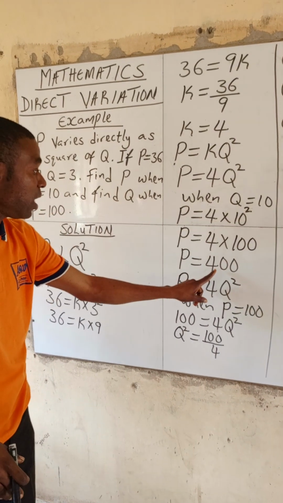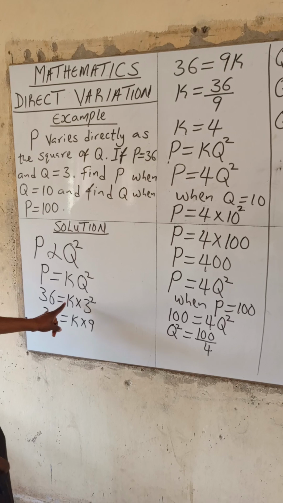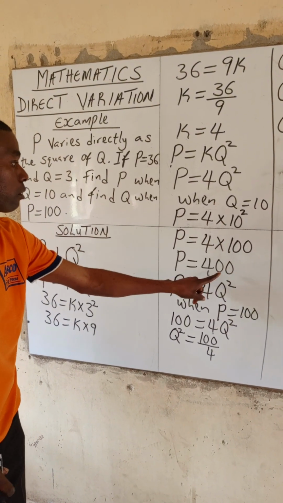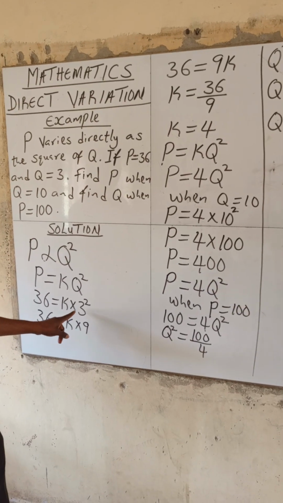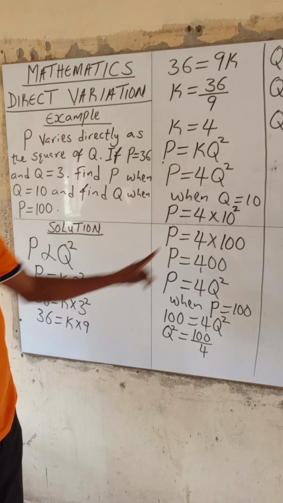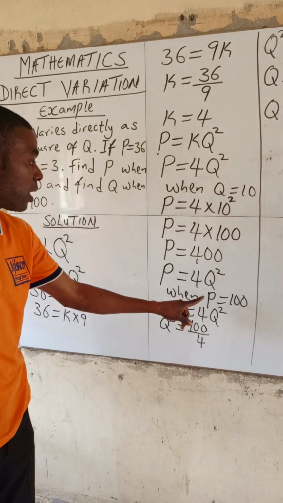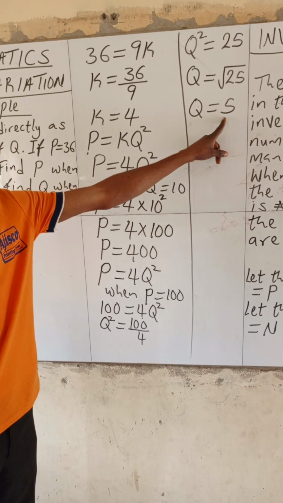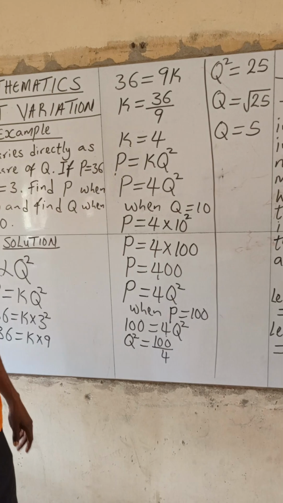10. So as P is increasing, P increased from 36 to 400. Then Q increased from 3 to 10. And then when P now reduced to 100, Q also reduced to 5. That is the property of direct variation.